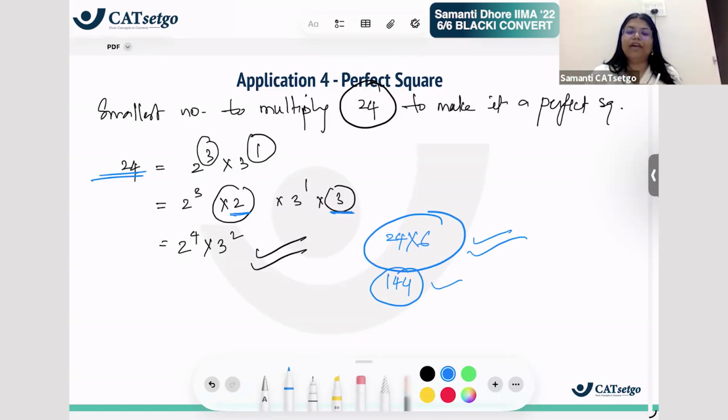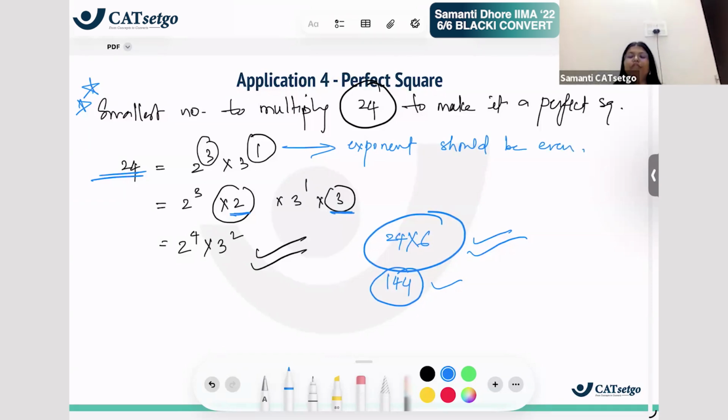So one application of prime factorization is to solve questions like this. What is the smallest number that will actually multiply to the given number n to make it a perfect square? So the funda is that we'll have to make exponents even, or the exponent should be a multiple of 2. Yes? Clarity?